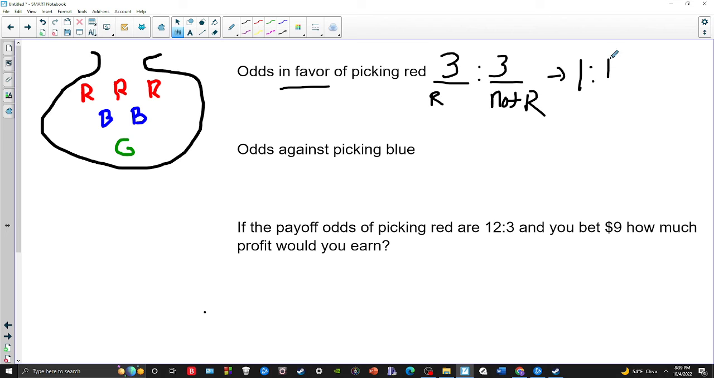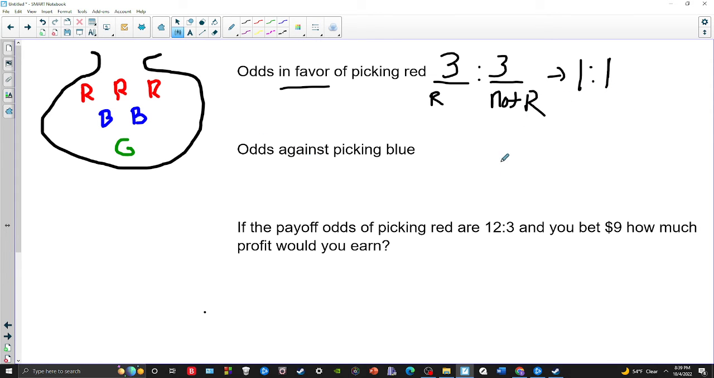Which again is like, 1 to 1 odds is 50-50. Think about it that way, right? For every one way it could go right, there's one way it could go wrong. I could pick this red marble, or I could pick that green marble, 1 to 1. I could pick this red marble, or I can pick that blue marble, 1 to 1. I can pick this red marble, or I can pick this blue marble, 1 to 1. So for every one way it could go right, there's one way that it could also go wrong.